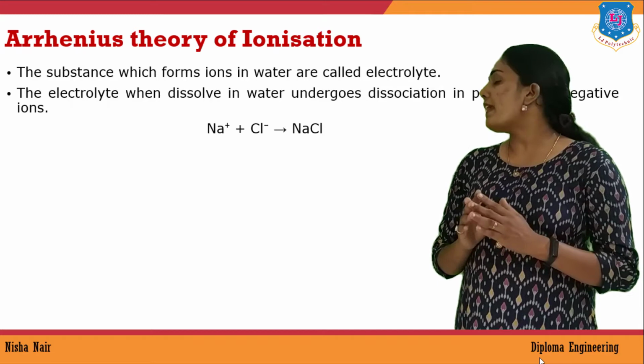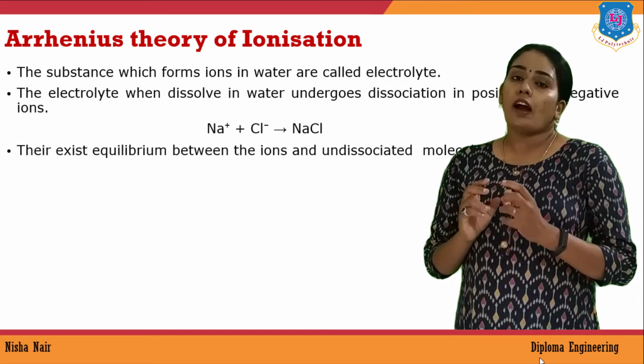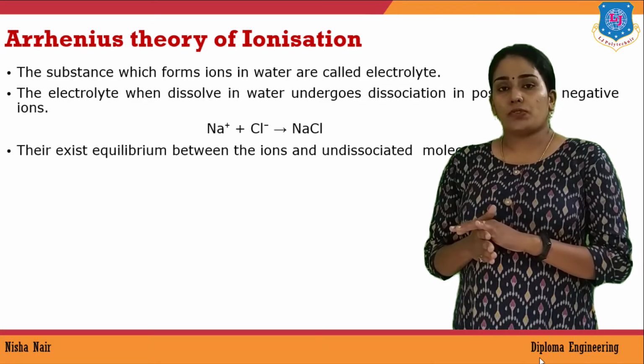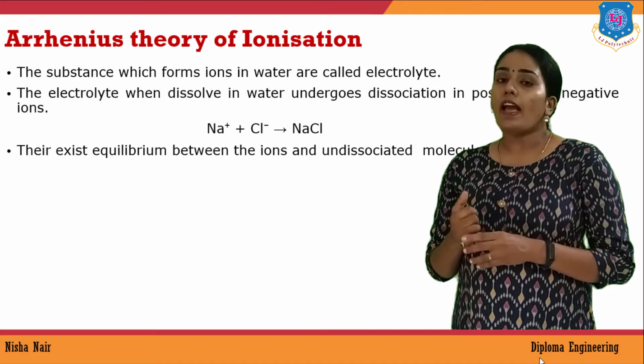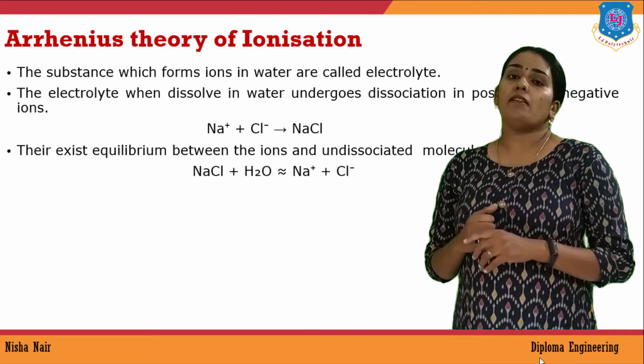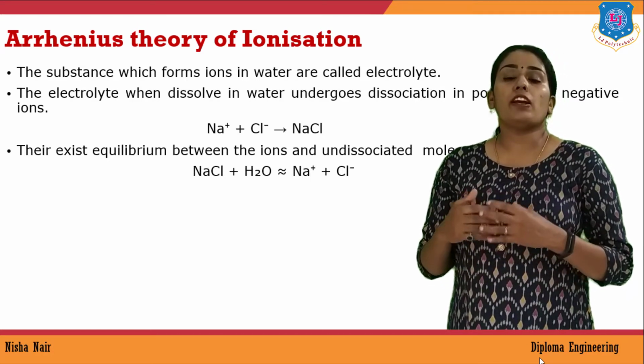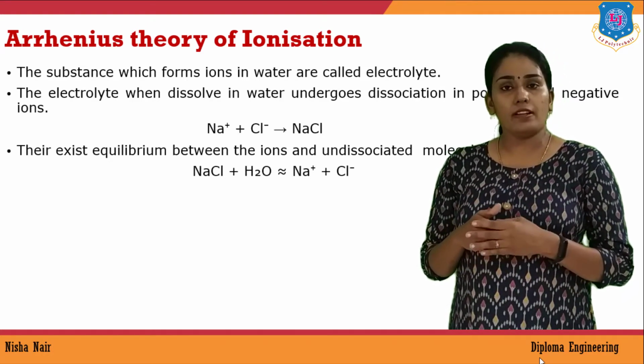Now, second postulate, he has explained that the ions which get dissociated into positive and negative ions will form an equilibrium between the undissociated molecules and dissociated molecules. Means there will be an equilibrium between the NaCl molecule and Na+ and Cl- ions. They will maintain an equilibrium between them.